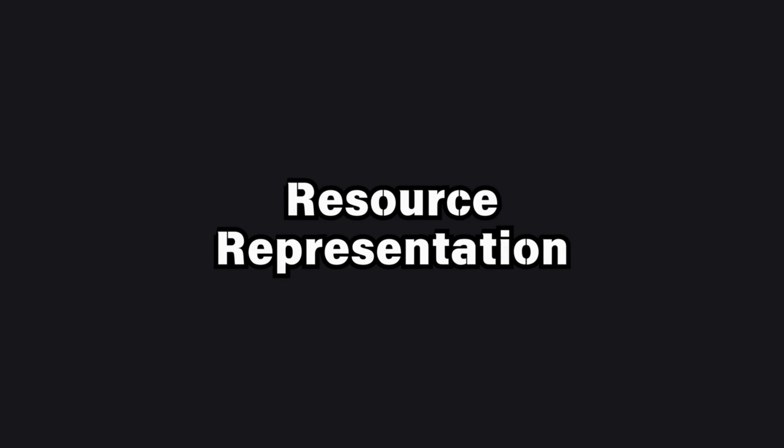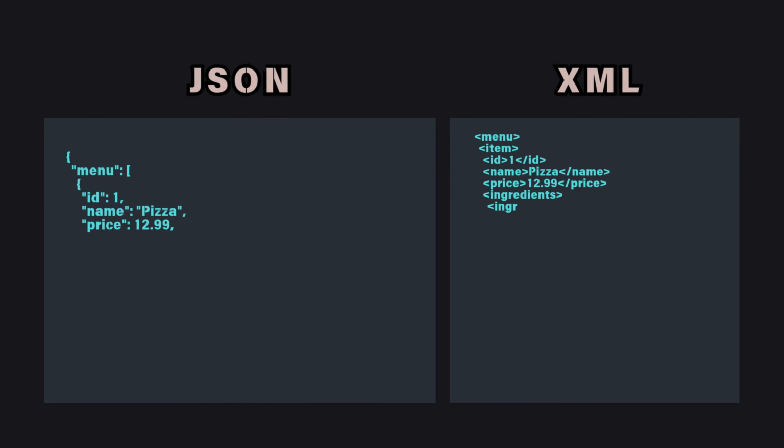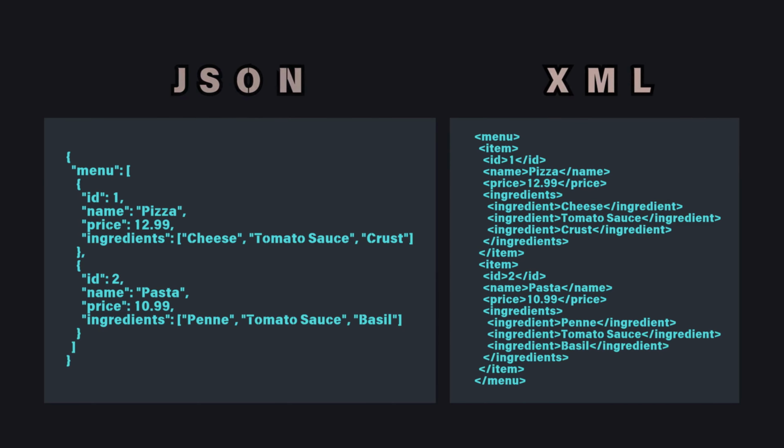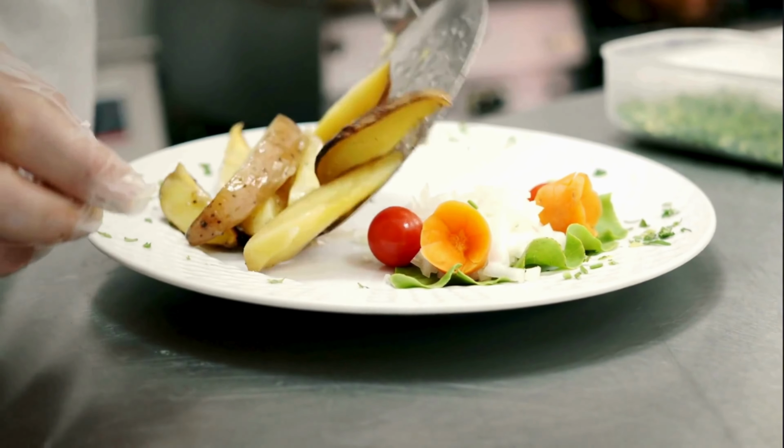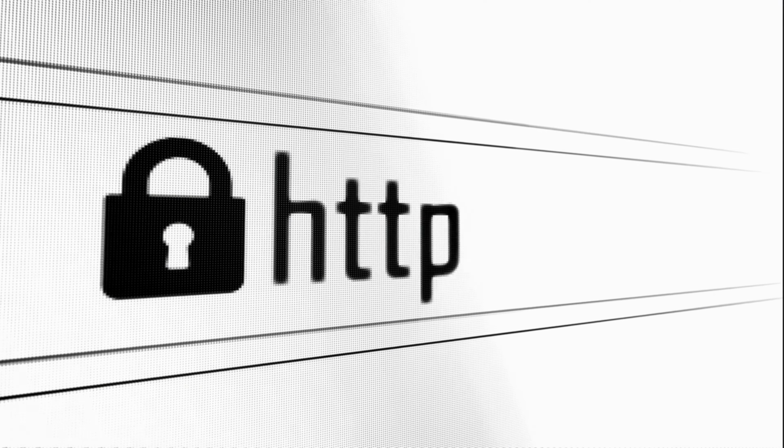4. Resource representation: data is usually shared in a format like JSON or XML, much like your food is served on a plate, not as raw ingredients. 5. Endpoints: each resource has an address, a URL.